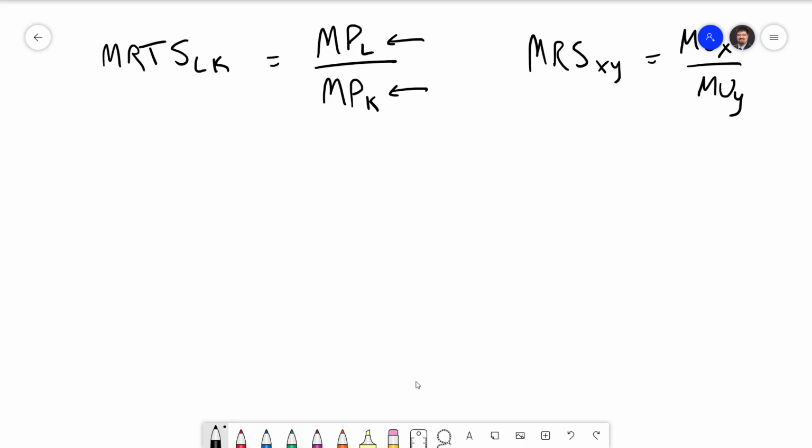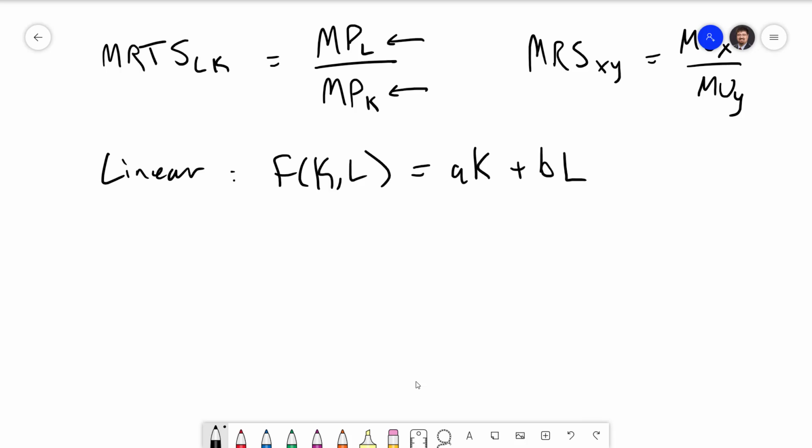To illustrate all these points, we're going to go through how to calculate the MRTS for our three different production functions. Let's start with the linear production function. This has the form f(k, l) = ak + bl. In the previous video, we showed that the marginal product of labor is b and the marginal product of capital is a, which means that our MRTS of L for K is going to be b over a.